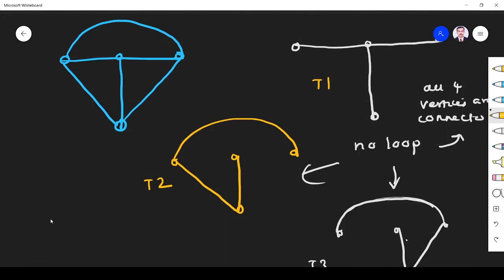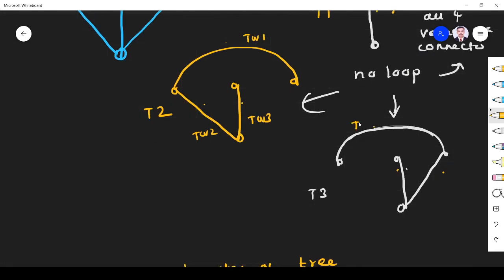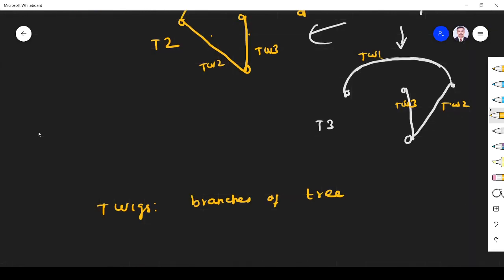So here you see, here we have four nodes. Before that I said, it is twig 1 for this. This is twig 2. This is twig 3. Here also twig 1, twig 2, twig 3. So branches of tree is called twig. You can use any name, no problem. Fine.